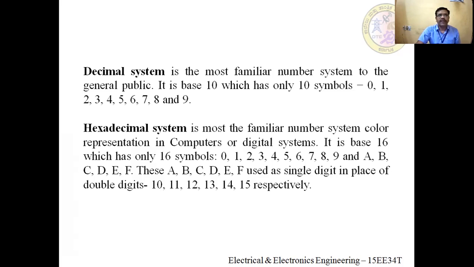So hexadecimal number system. What is the base in the hexadecimal number system? 16 is the base. So 16 indicates 16 characters or 16 digits in this system. 0 to 9 is 10 digits, and A to F is 6 digits. In the hexadecimal number system, the decimal 10 is written as A, 11 is written as B, followed in the similar way up to F. That is, for the decimal number 15 we write F. From 10 to 15 we write A to F.